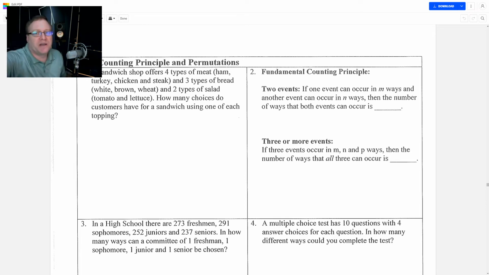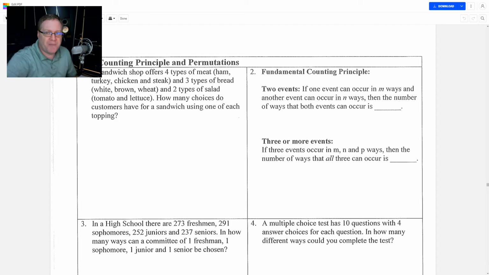Alrighty. Now that we've gone over a little bit about the basics, we're going to go into our notebook now and solve some problems. So let's look at number one here in our pre-calc notebook. It says a sandwich shop offers 4 types of meat: ham, turkey, chicken, and steak. 3 types of bread: white, brown, and wheat. And 2 types of salad: tomato and lettuce. How many choices do customers have for a sandwich using one of each?